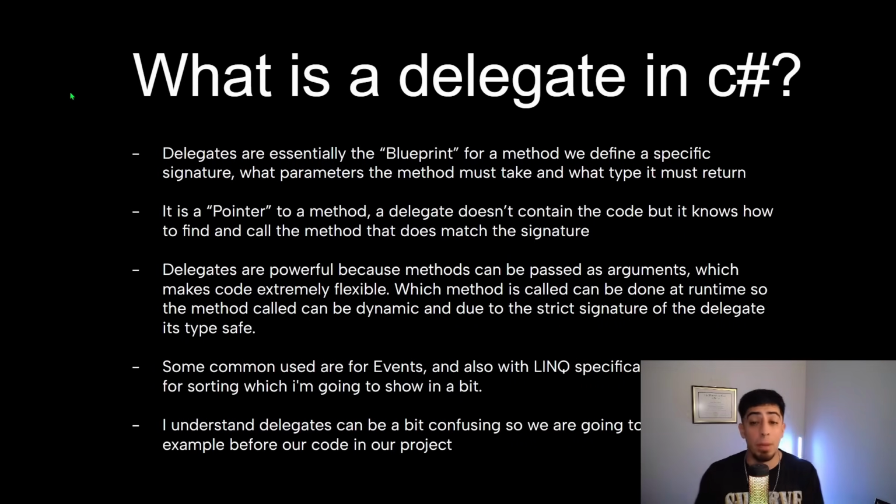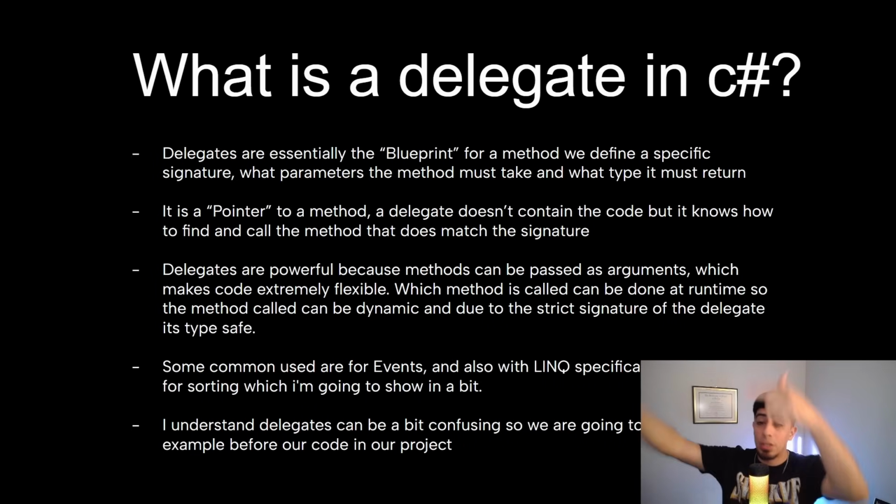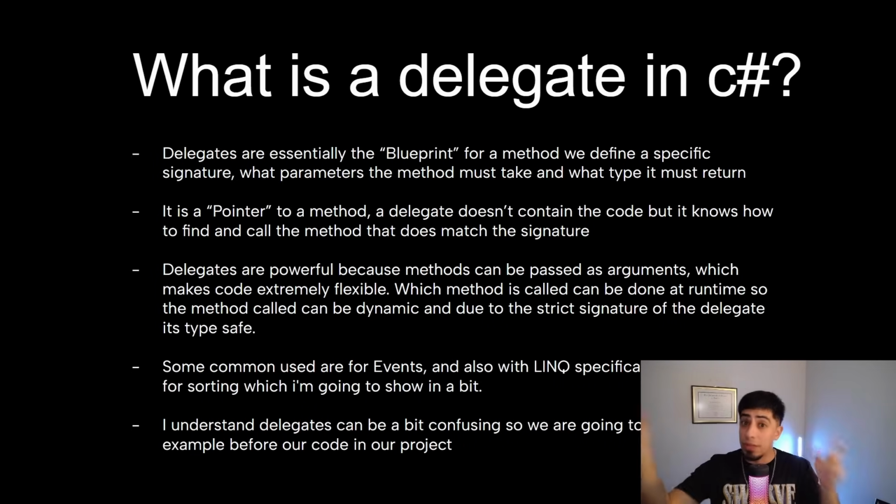Delegates are essentially the blueprint for a method. We define a specific signature, what parameters the method must take, and what type it must return. So like I said, it's really just a sign that's gonna say this method has these two parameters per se, and then we're gonna return this specific type. But there's no logic there. It just points to another method that has those same values. So it's very flexible and generic. It is a pointer to a method. Like I said, a delegate doesn't contain the code, but it knows how to find and call the method that does match this signature.